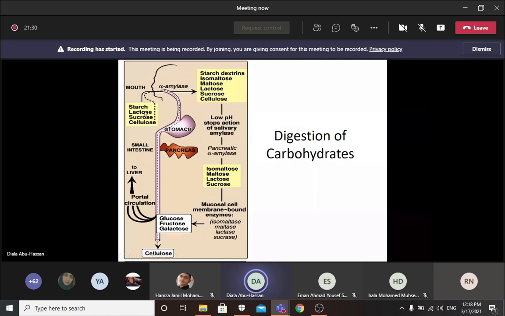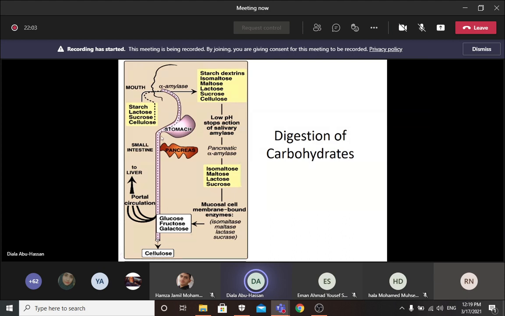Starch has alpha 1,4 linkage, so it's going to cut it at some locations, not all locations, creating maltose, isomaltose, and starch dextrins. Okay, just smaller pieces or fragments of starch. Now this mixture is going to move to the stomach. Inside the stomach, alpha amylase activity is going to stop because of the low pH of the stomach. Then the whole mixture is going to move again to the small intestine.